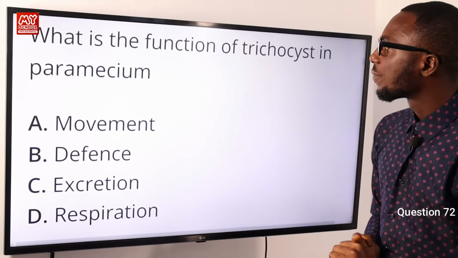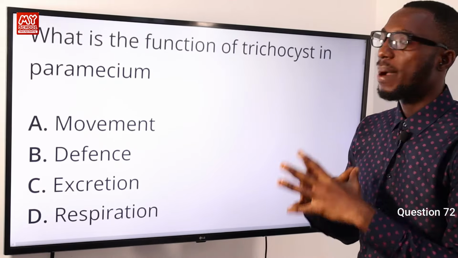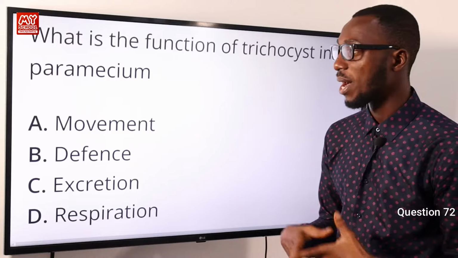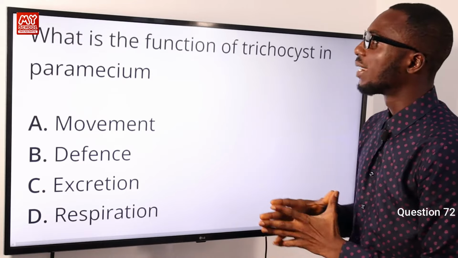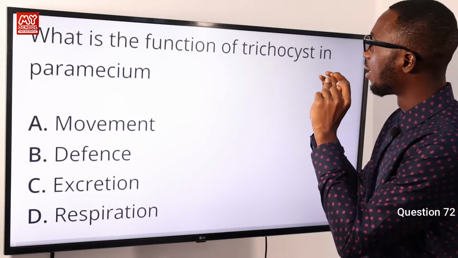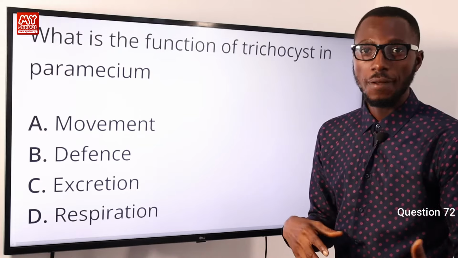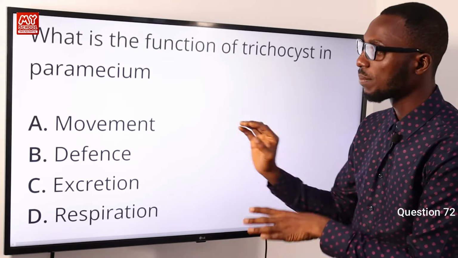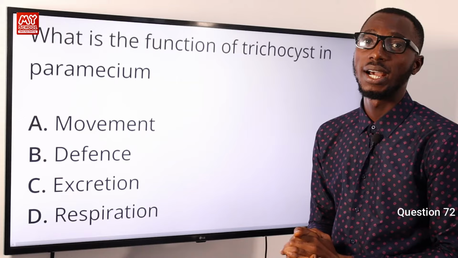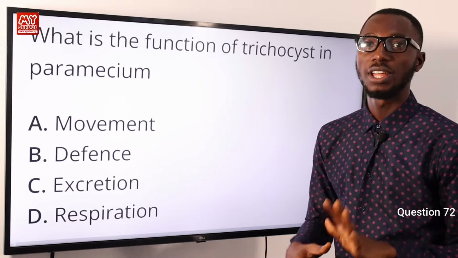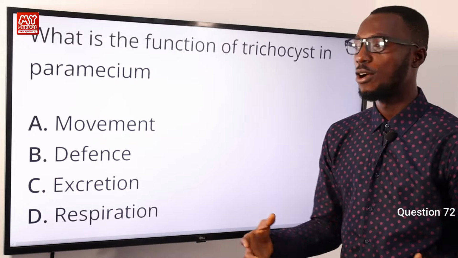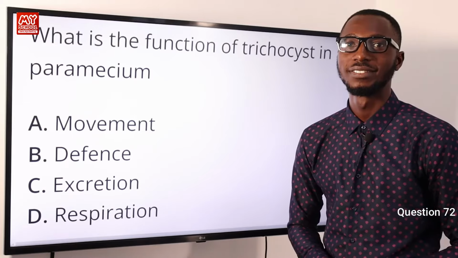72. What is the function of trichocyst in paramecium? The organelle for movement in paramecium is the cilia. The trichocyst is the part of the paramecium that is responsible for offense or defense. So option B is correct. The organelle for excretion is the contractile vacuole. For respiration, we refer to the cell membrane, through the process of diffusion. So the correct option here is option B, for defense and offense.